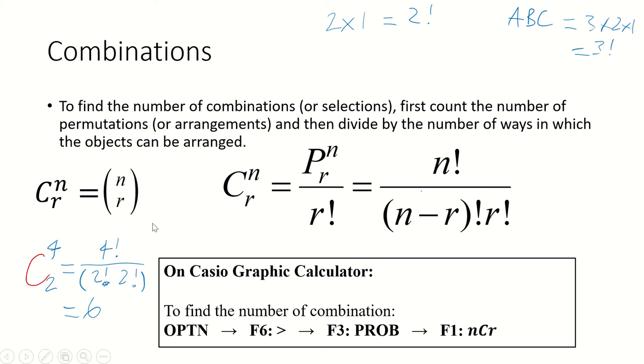This notation here is another way of writing C and R, with brackets like this, n over r. The textbook uses that notation. So does the subject outline.